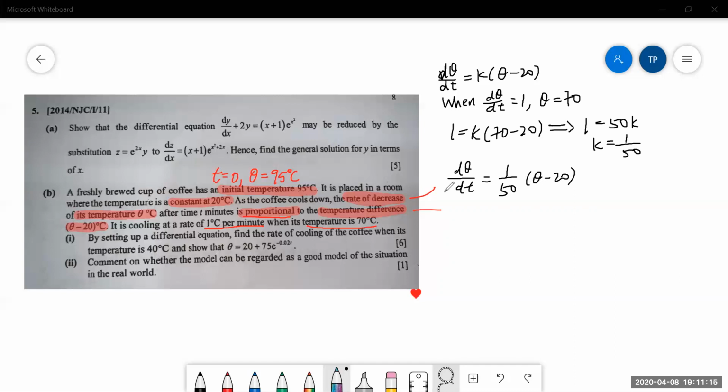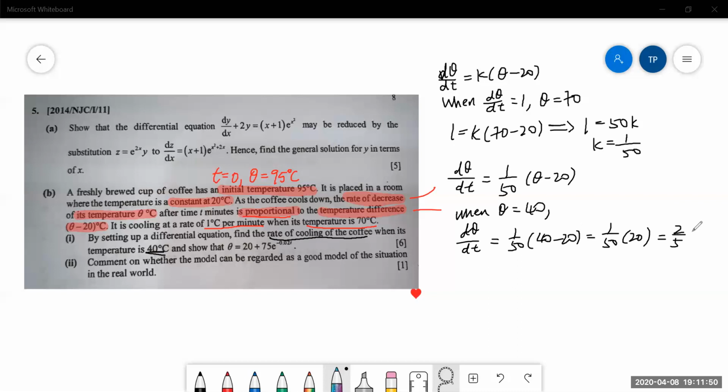Okay, so from here, the question wants me to find the rate of cooling of the coffee when its temperature is 40 degrees. So when theta is equals to 40, I can find the rate of cooling, which is d theta dt. So I get 1 over 50 multiplied by 40 minus 20, which will give me 1 over 50 times 20, which is equivalent to 2 over 5 degrees per minute. How do I know? Because of the units here. Then after which they want me to show that this.